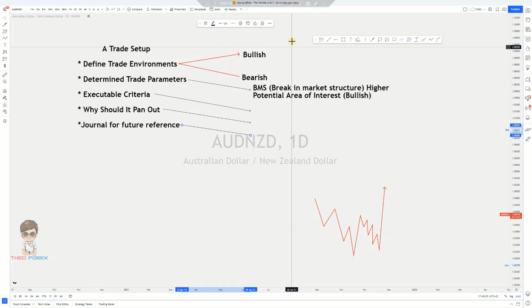Okay, so I believe all this would help you to understand the components of a trade setup better and how you should approach them.